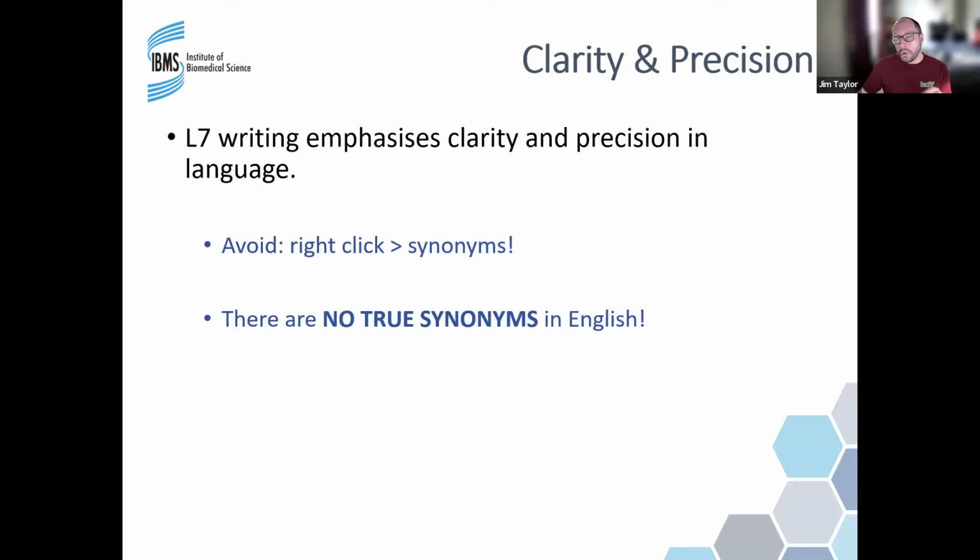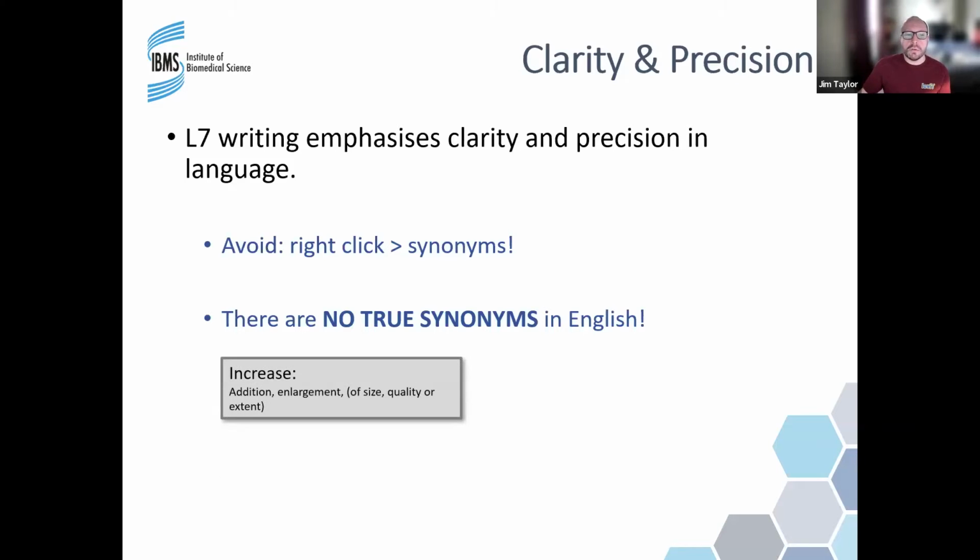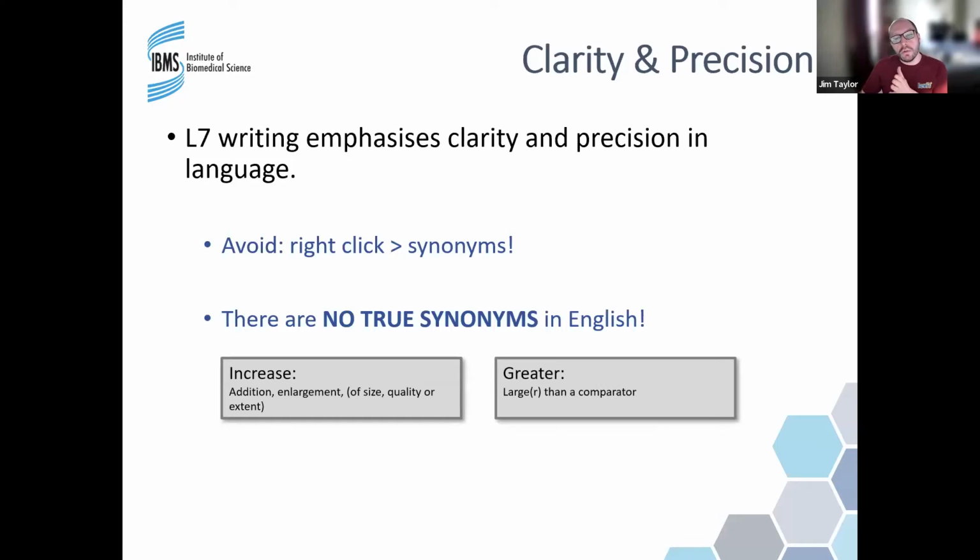For example, one that we see quite a lot in academia is the use of the word increase and the use of the word greater interchangeably. They actually mean different things. Increase means more of, an addition, an enlargement of size or quality or whatever I put in that box there. Whereas greater is always a comparative statement. So try and avoid at all cost using the right click synonyms button. Use the right word for the right context for its specific meaning.